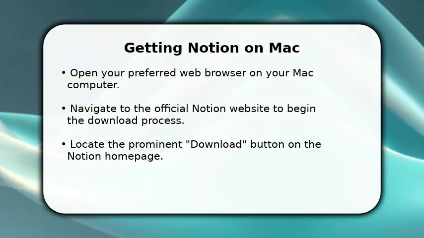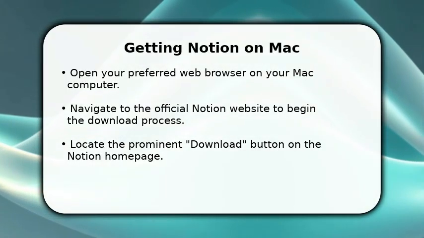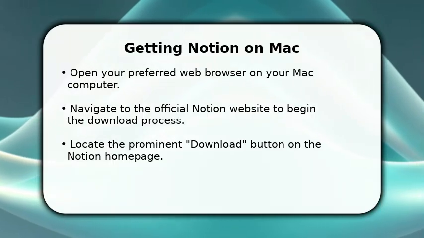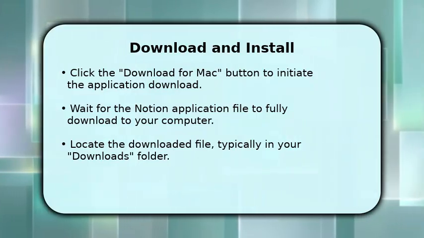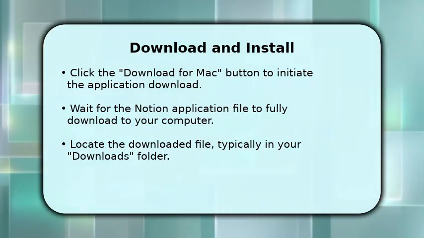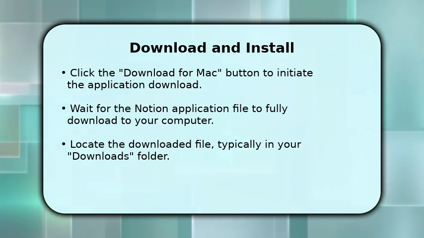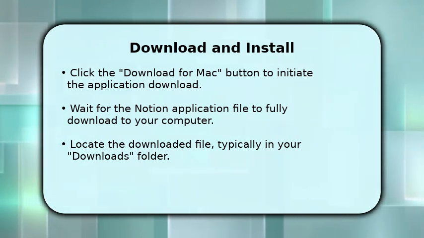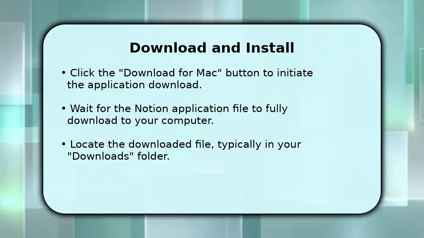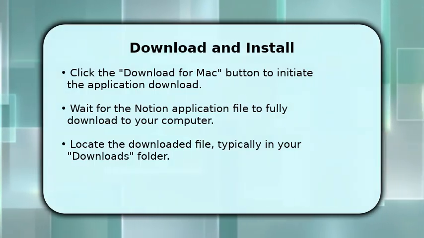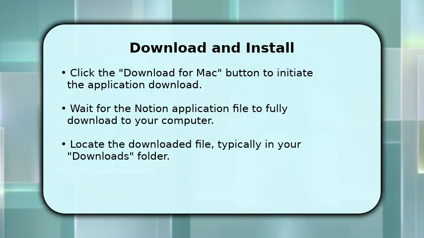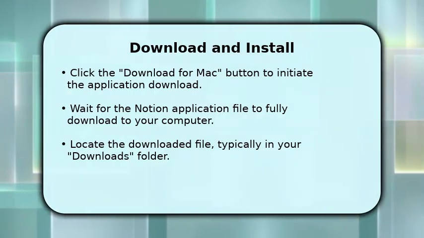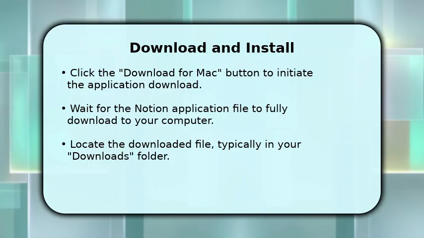Once there, look for the clear Download button, usually found near the top or center of the page, to start the process. After clicking the Download button, you'll see an option to Download for Mac. Click this to begin downloading the Notion application file. This file is usually a few hundred megabytes, so it might take a minute or two depending on your internet speed. Once the download is complete, navigate to your Downloads folder, which is the default location for most downloaded files on a Mac.